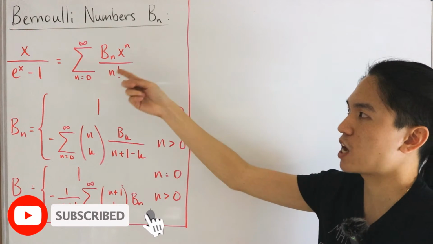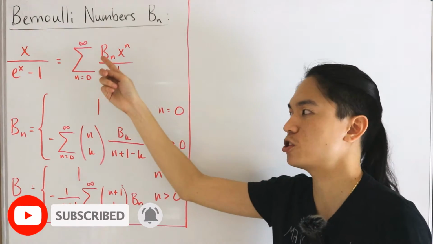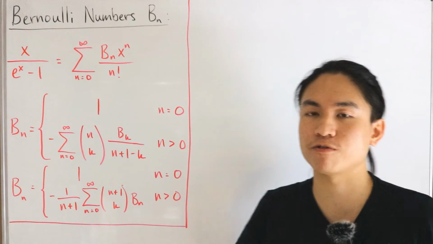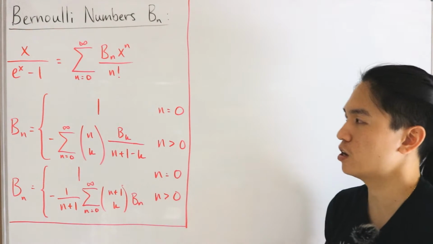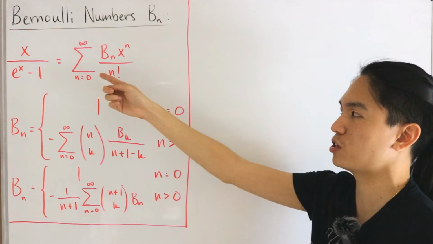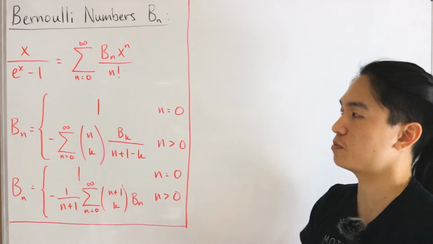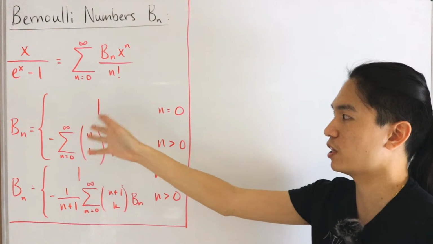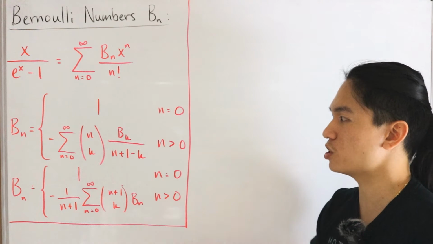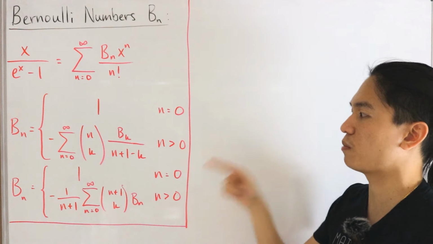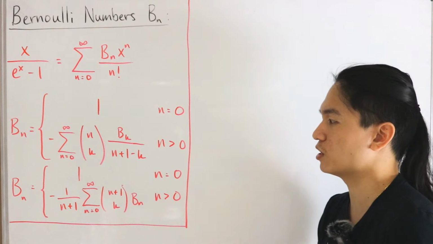What we have here on the top is a generating function, and these other two, which are equivalent to each other, are defined in terms of a recurrence relation. So we have the generating function: x divided by e to the power x minus 1 is equal to the infinite sum of b sub n times x to the power n, divided by n factorial. And then the recurrence relation is 1 for n equal to 0, and the negative sum over k of n choose k times b sub k divided by n plus 1 minus k for n strictly greater than 0.